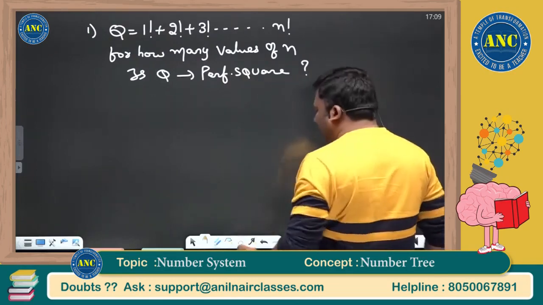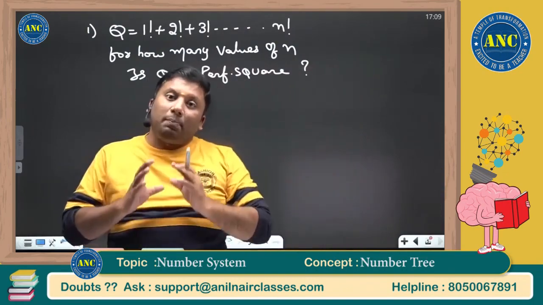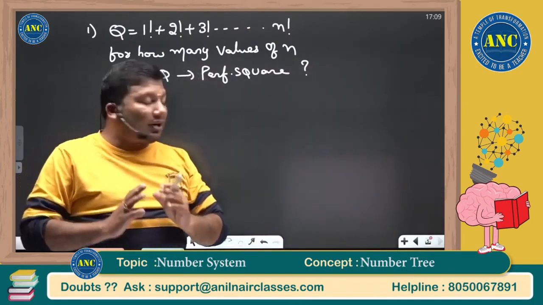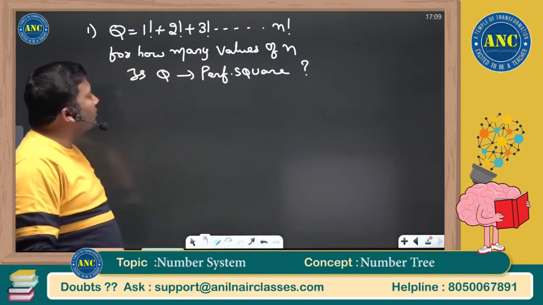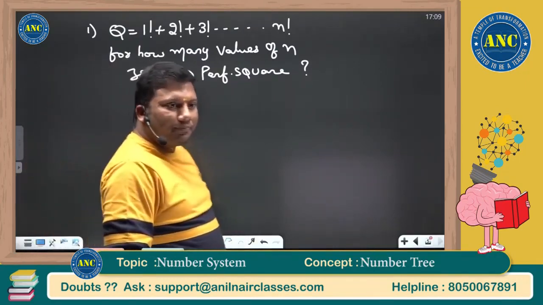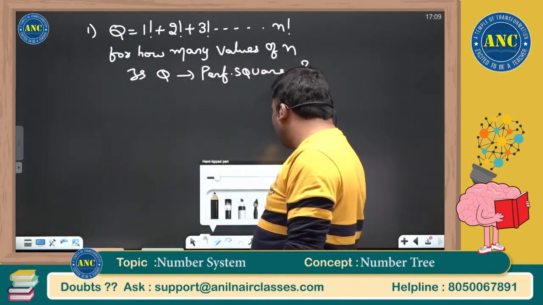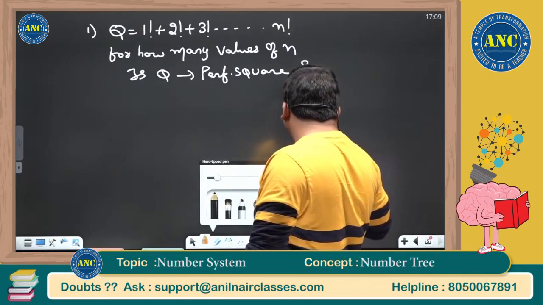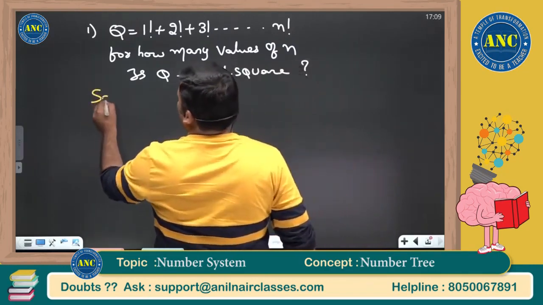This is an original management examination question. Q equals 1 factorial plus 2 factorial plus 3 factorial and so on up to n factorial. For how many values of n is Q a perfect square?